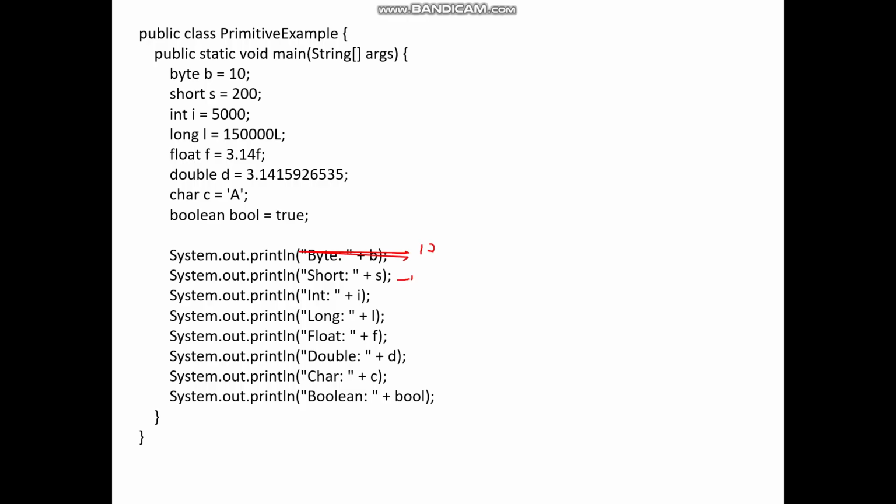System.out.println short plus s. The s value is 200. System.out.println int plus i. What is the i value? 5000. System.out.println long plus l. The value is 150000. Float plus f, 3.14. Double plus d, 3.14159, like this. Character c, the character is A. Boolean bool, the value is true.